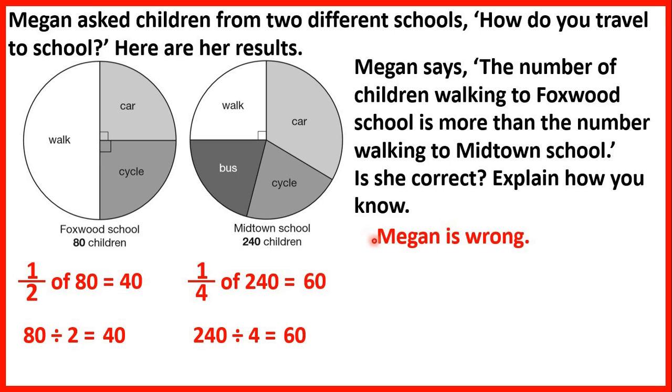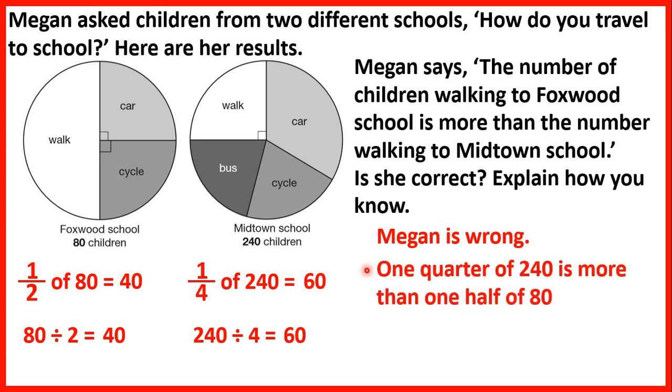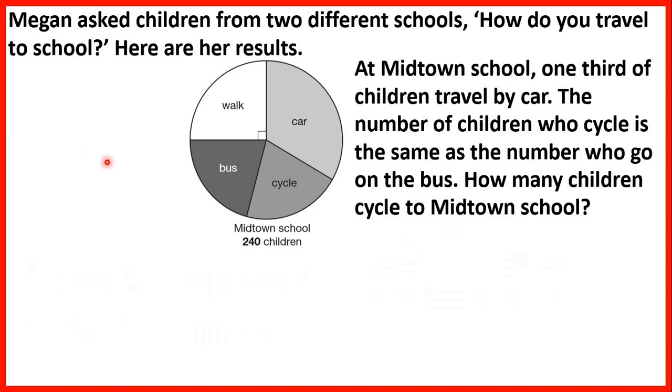And that means that Megan is wrong. 1/4 of 240 is more than 1/2 of 80. So 60 children walk to Midtown School, but only 40 children walk to Foxwood School.